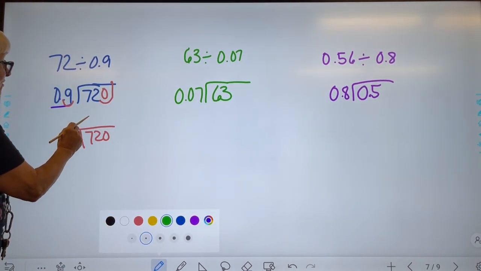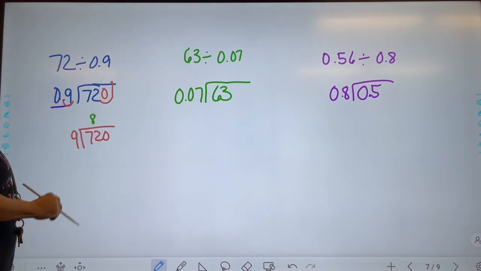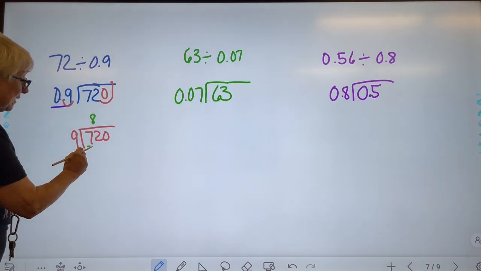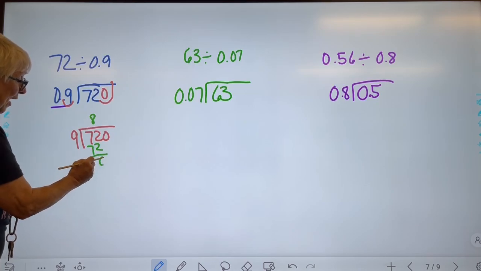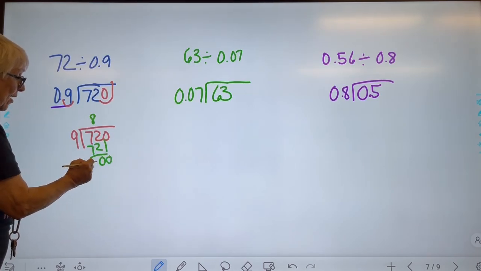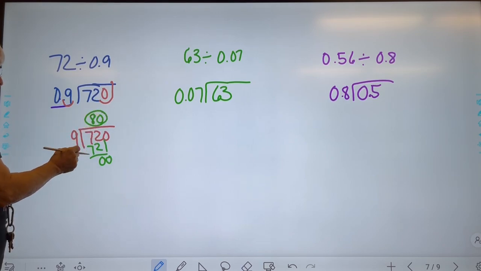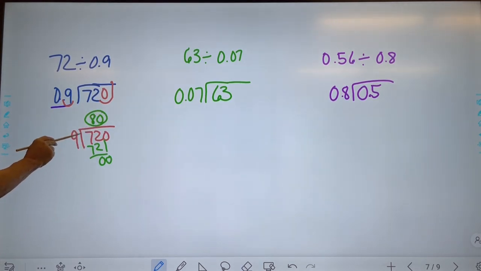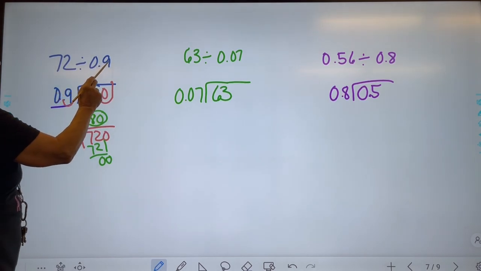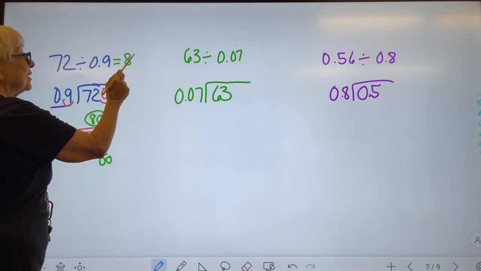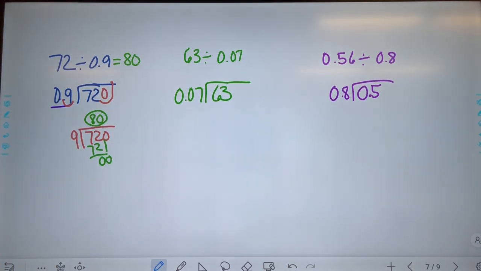9 goes into 72 8 times. 9 times 8 is 72. I subtract, I get 0, bring the 0 down. 9 goes into 0, 0. And so the answer to this problem is 80. And if the answer to this equivalent problem is 80, then the answer to this is also 80.